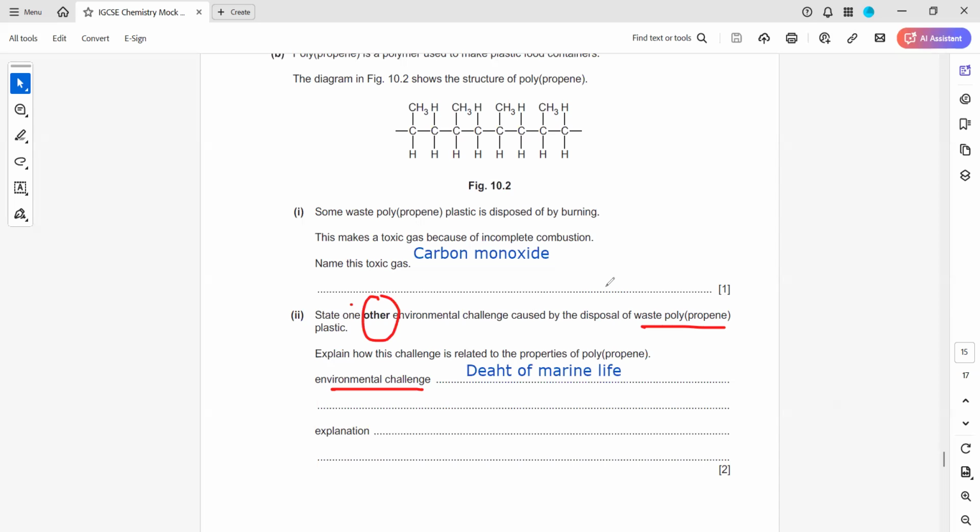So why did my 2 marks get cut here? In this one also, my 2 marks were cut.